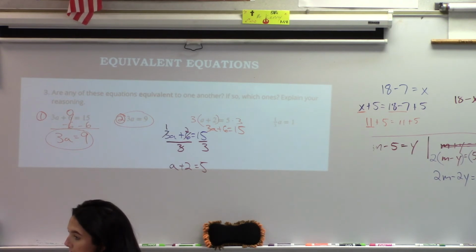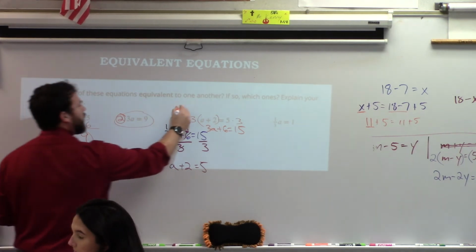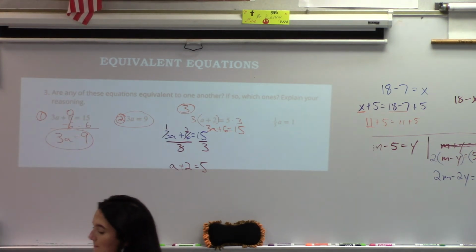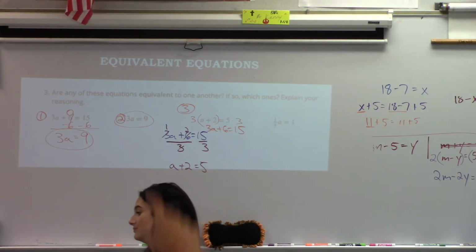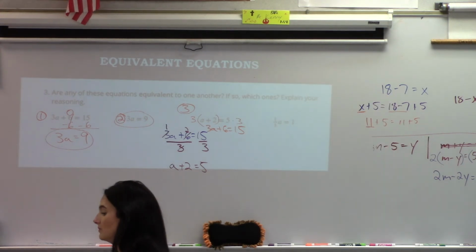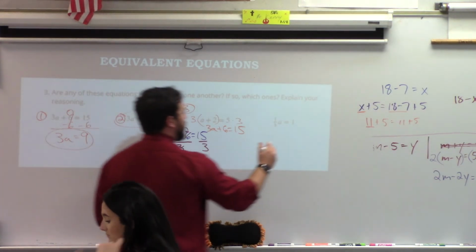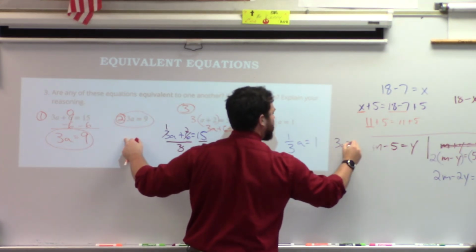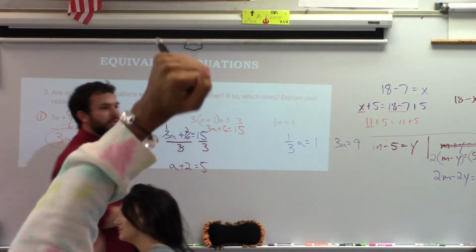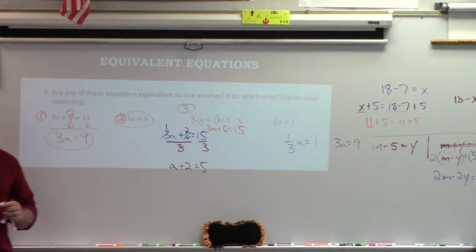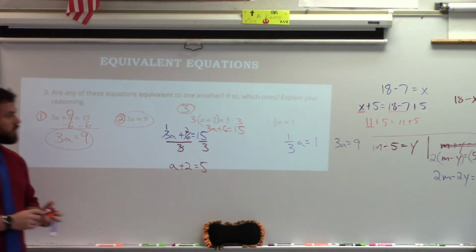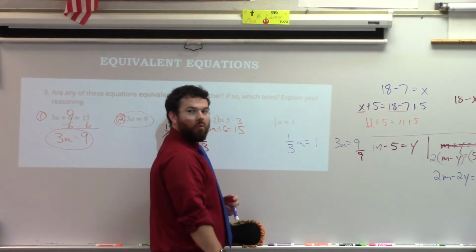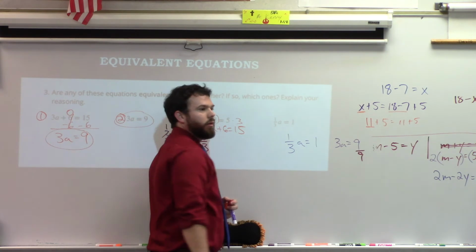Okay, so we know 1, 2, and 3 are all equivalent. Which equation would be the easiest to show that 4 is also equivalent? Isn't the 2 set up the most similar? Yep. So I've got 1/3 a is equal to 1, and I've got 3a is equal to 9. What could I do to one of these equations to show that they are equivalent? Divide by 9. If I take 9 and divide by 9, what am I going to get? 1.